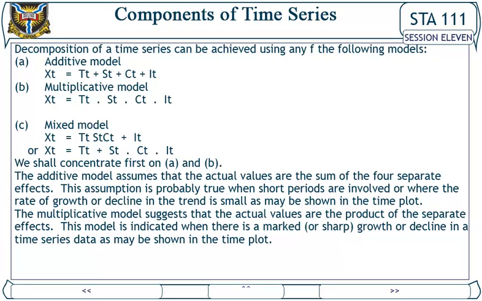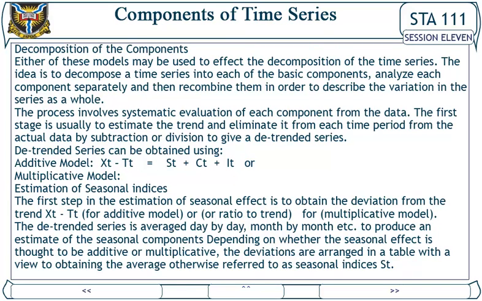The additive model assumes that the actual values are the sum of the four separate effects. This assumption is probably true when short periods are involved or where the rate of growth or decline in the trend is small, as may be shown in the time plot. The multiplicative model suggests that the actual values are the product of the separate effects. This model is indicated when there is a marked or sharp growth or decline in a time series data, as may be shown in the time plot.